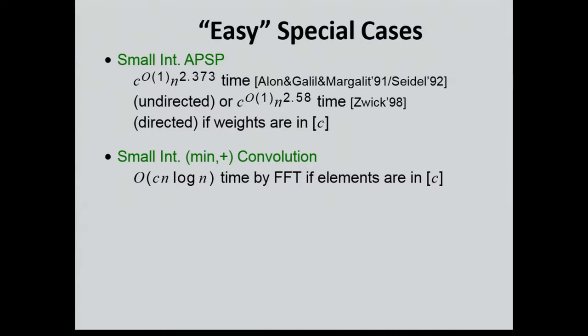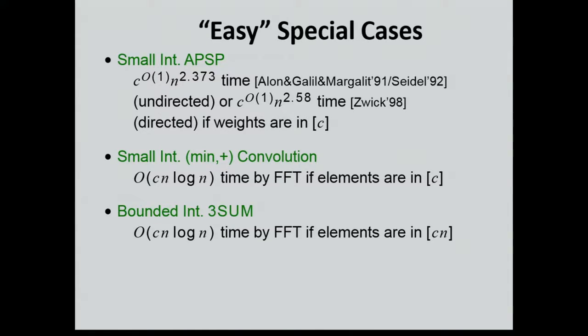If you have small integers and you're using Min+Convolution, then you can solve this once again with an FFT. If the elements are all integers from 1 to c, then you can solve this in c times n log n. And also, for 3SUM, if the numbers are bounded, integers up to a constant times n, then you can also solve it in c n log n. So these are easy special cases which are known.